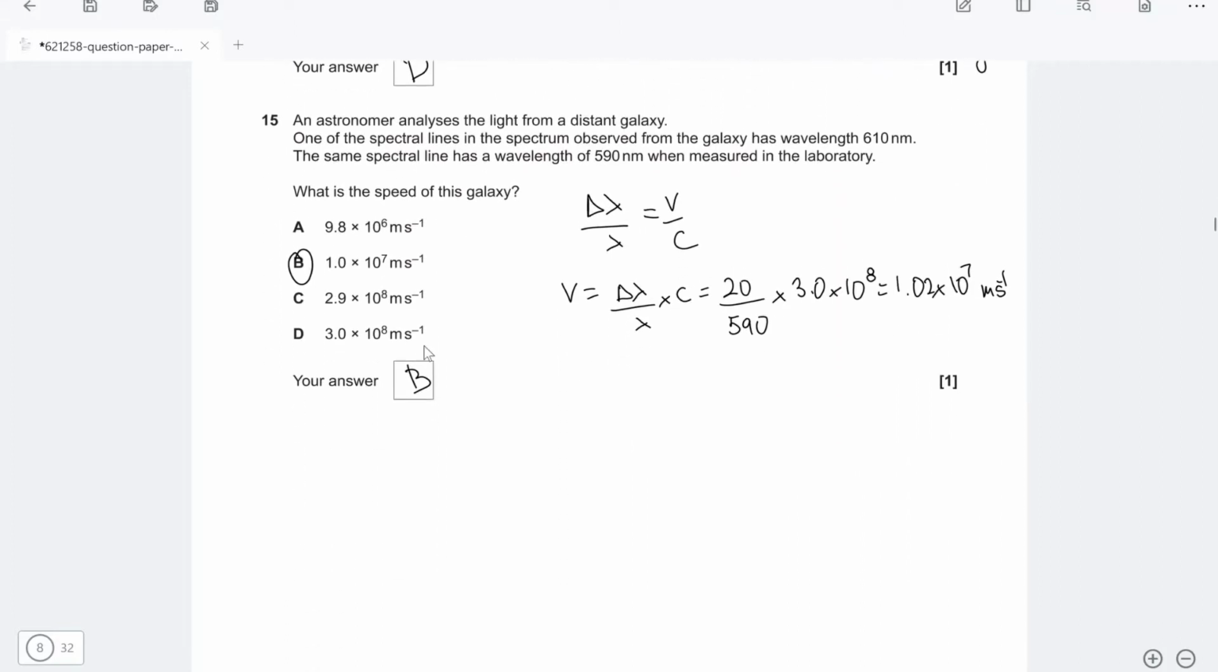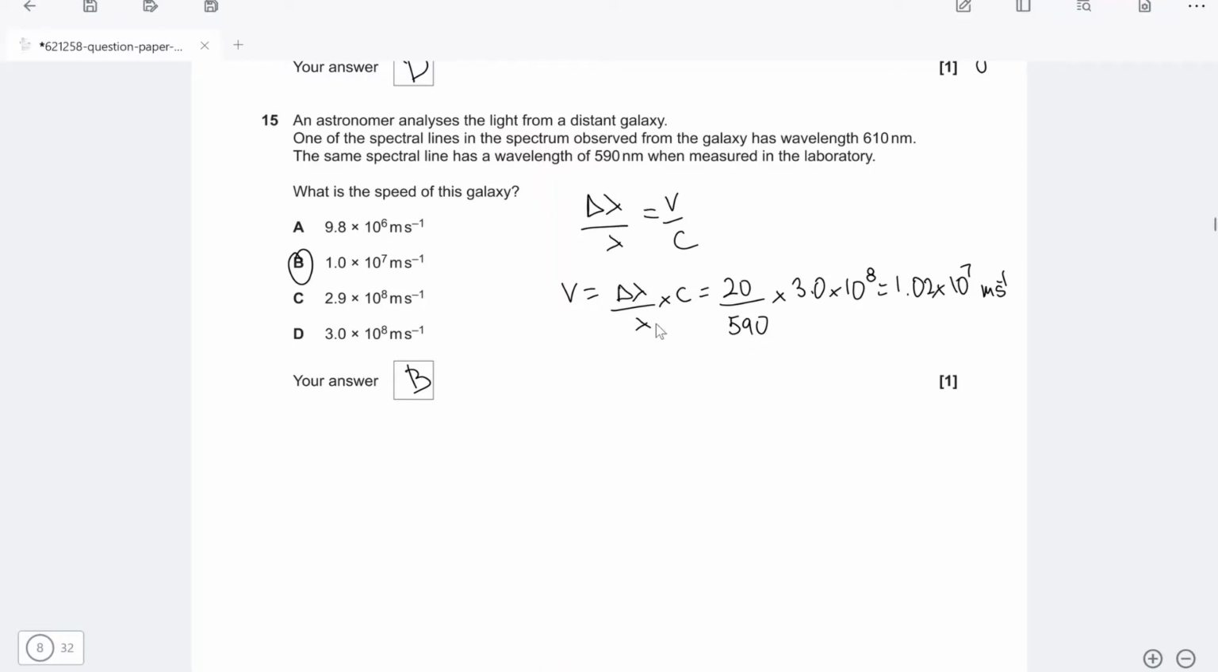Question 15, the last of the multiple choice questions. We have an astronomer analyzing the light from a distant galaxy, and we're given some wavelengths. What is the speed of this galaxy? We're going to use a good old Doppler effect. Delta lambda over lambda is equal to v over c. Rearranging for v, we're going to get that v is delta lambda over lambda multiplied by c. So it's going to be 20 divided by 590.